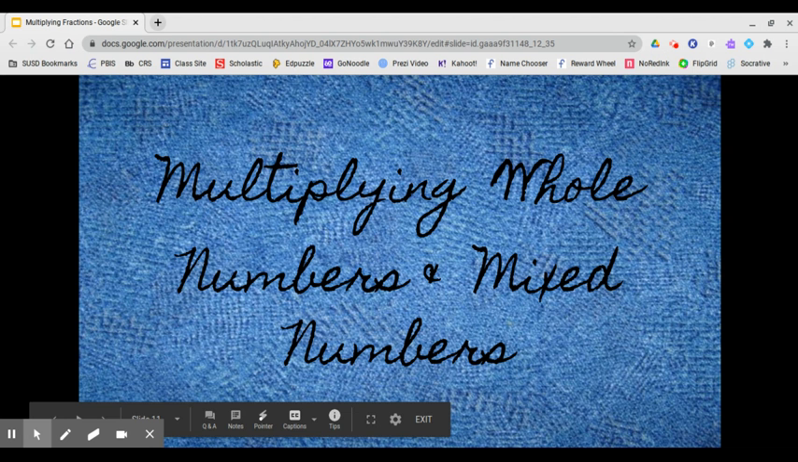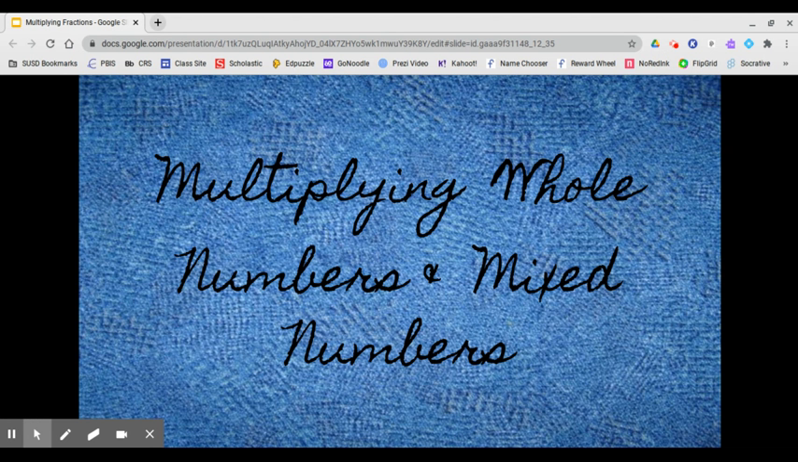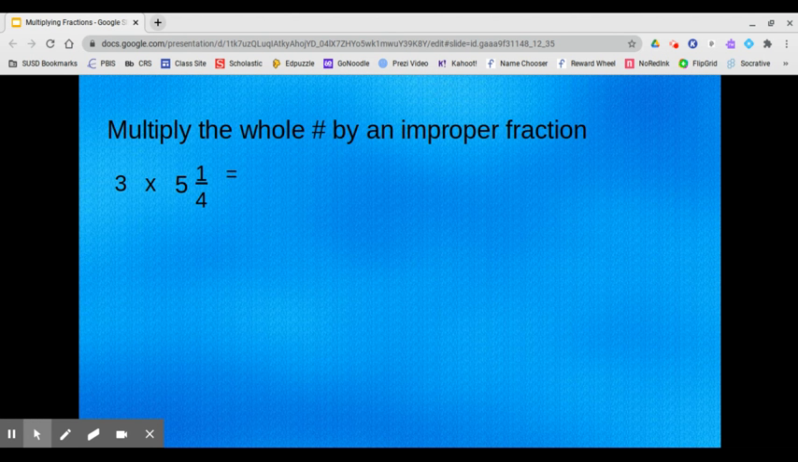This chapter ends with multiplying whole numbers by mixed numbers. So when we start doing that, we have to actually change that mixed number into a fraction. And if you need to review, you can always watch that other video we have from our last chapter about turning fractions into mixed numbers and mixed numbers back into improper fractions.